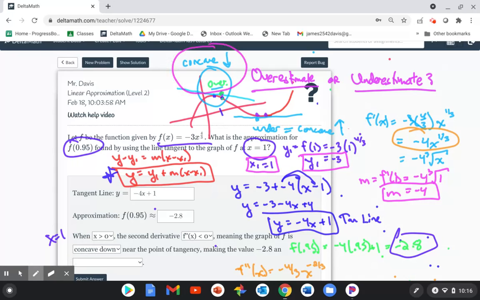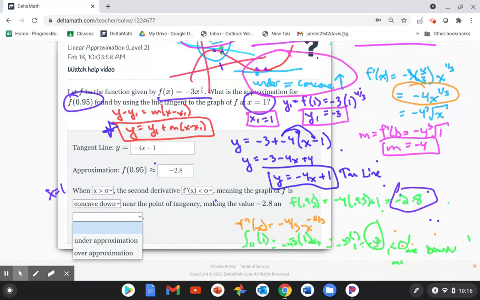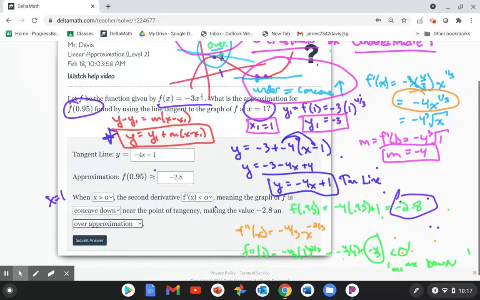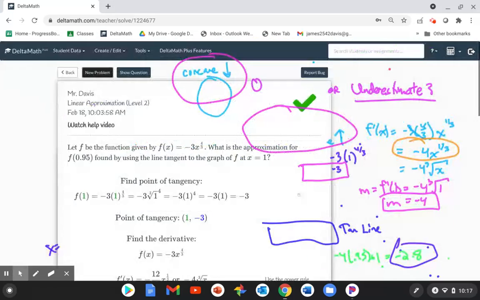If it was concave up, it's an underestimate. So it's concave down, which means we are overestimating. It's an over approximation. Okay, that should be it. I know there's a lot happening there. Let's see if we did it all right. Boom. All right, we did it.